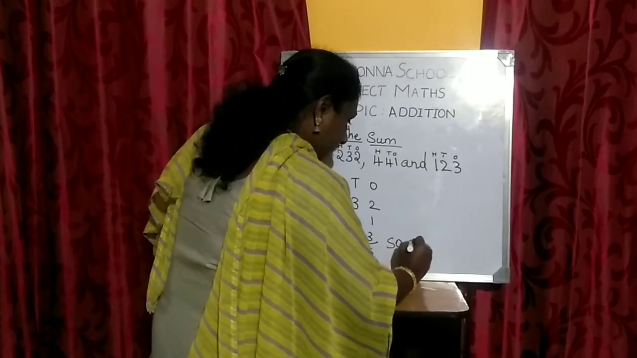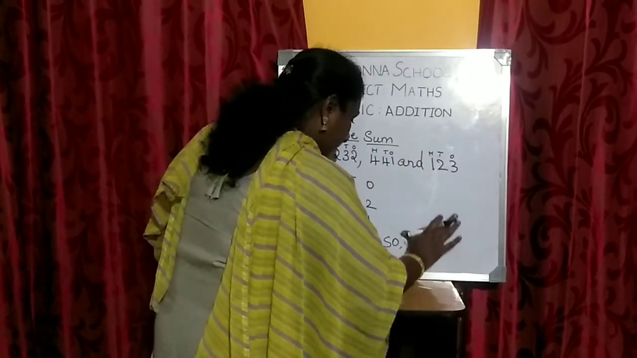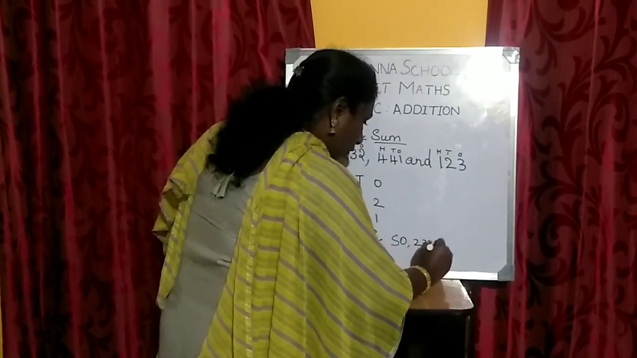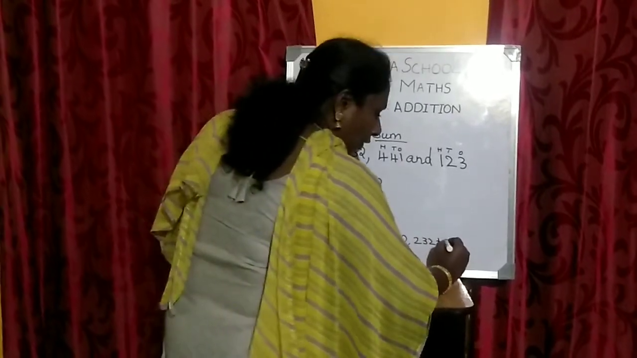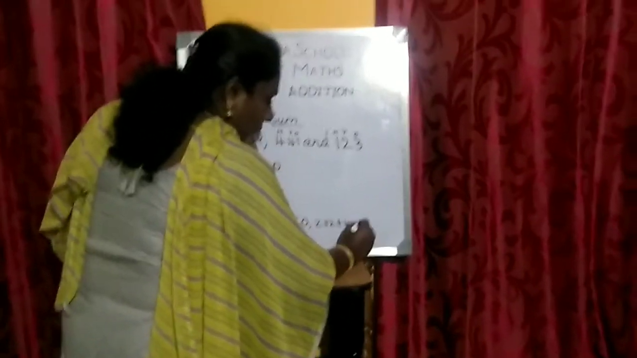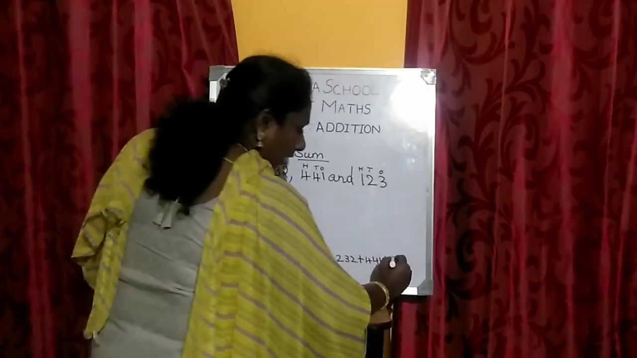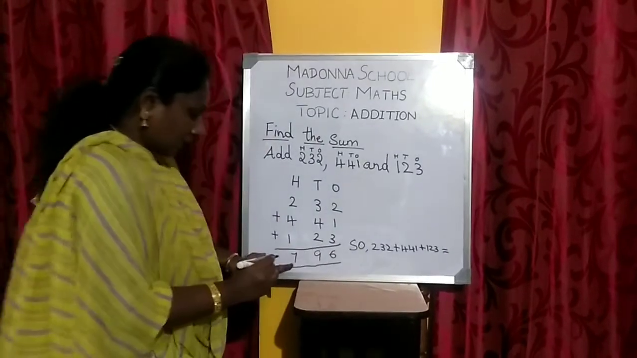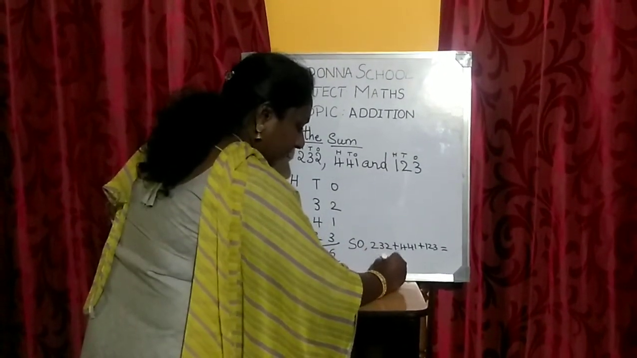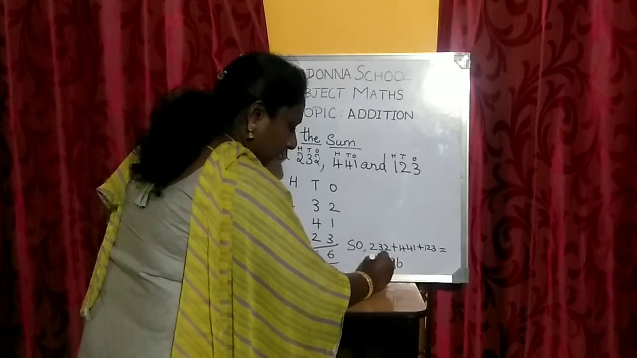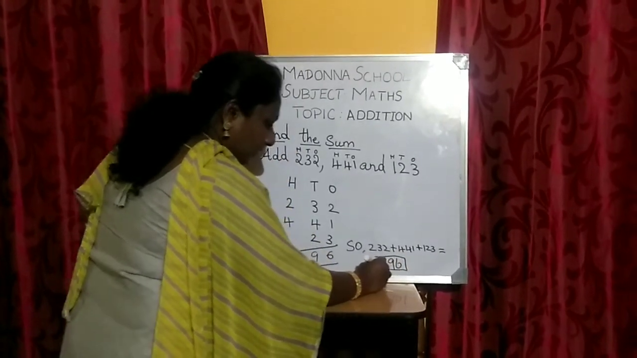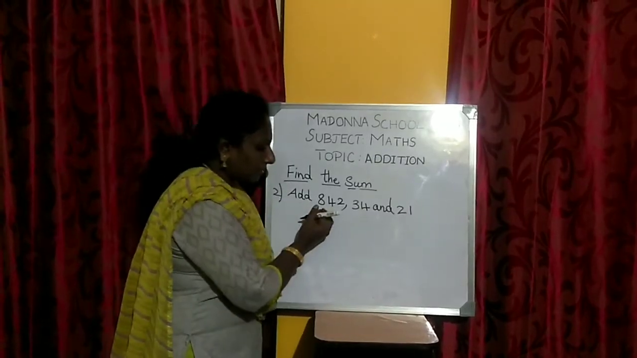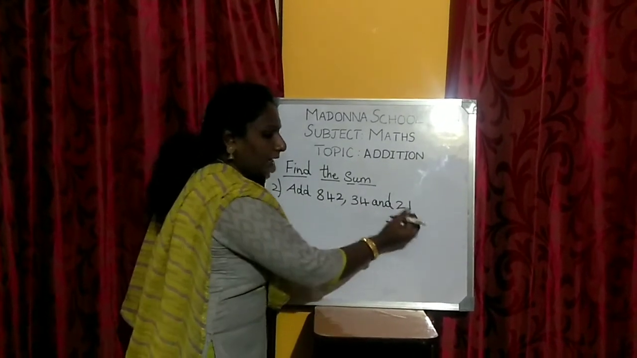So 232 plus 441 plus 123 equals how much is the answer? What is the sum, children? 796. Okay. Understood? What is the sum here? 796.